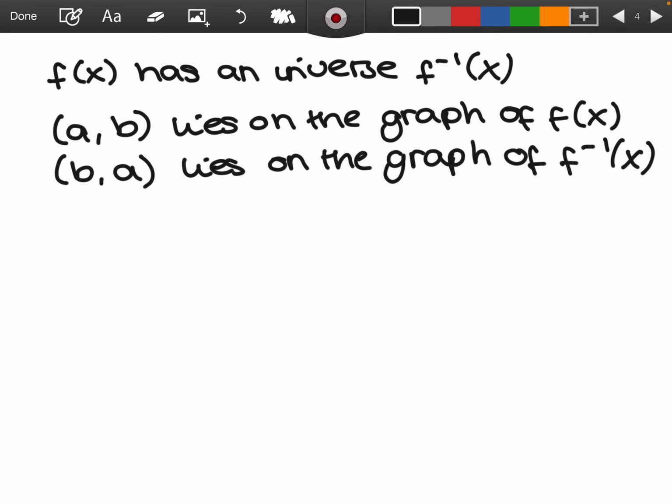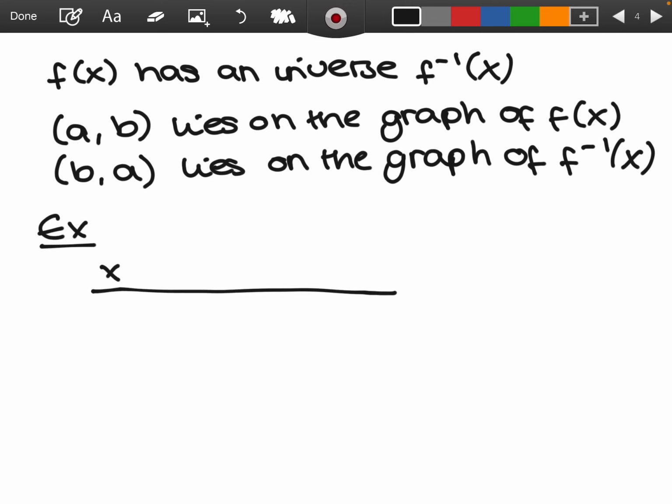Okay, so if I have the point 1, 2, so 1 is my x coordinate, 2 is my y coordinate, and that lies on the graph of f of x, then that tells me that the point 2, 1 will lie on the graph of f inverse. So you just switch the x and y coordinates, and then that particular point will lie on the graph of the inverse function. Okay, so it just switches the x and y values.